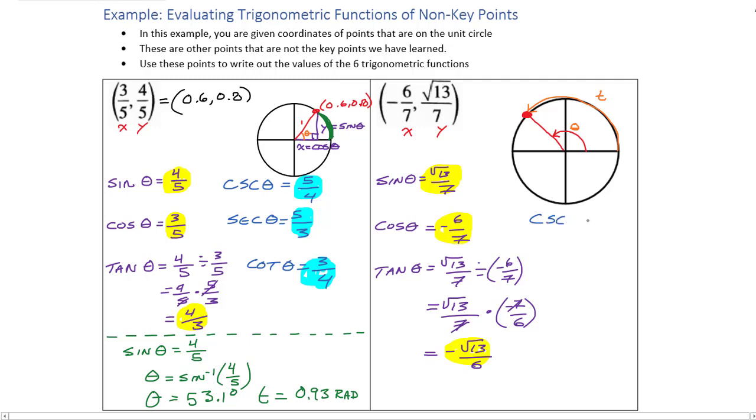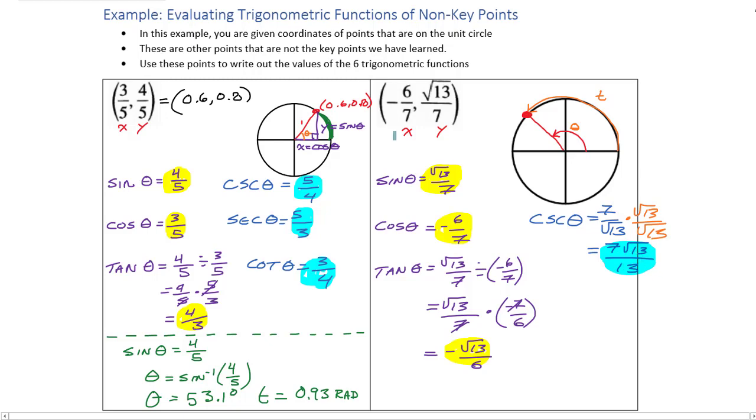To finish it up, let's find the reciprocals. So cosecant. Now we have to be careful because we're going to flip this, and now it's going to be 7/√13. Once again, we need to clean it up, so to rationalize the denominator, we just need to multiply by √13/√13. When we do that, we end up with 7√13 over 13. There's the first one.